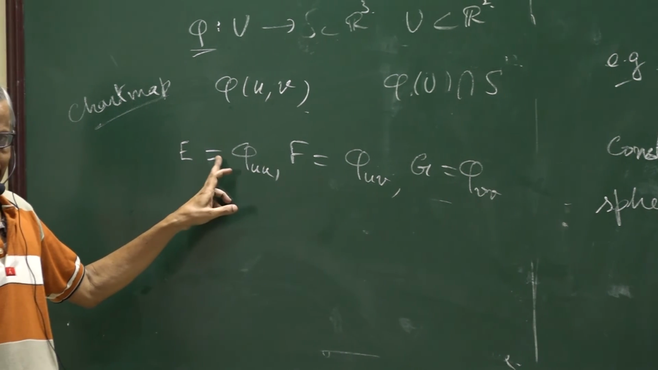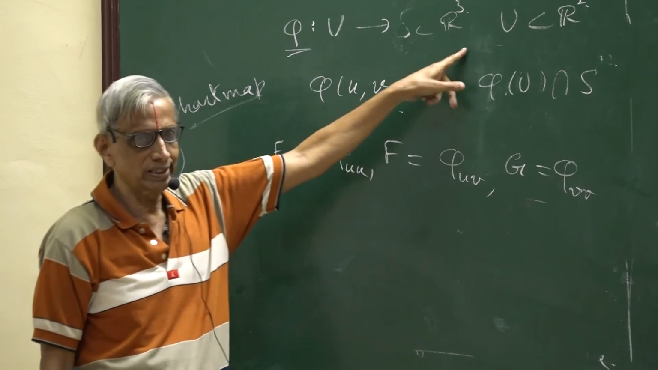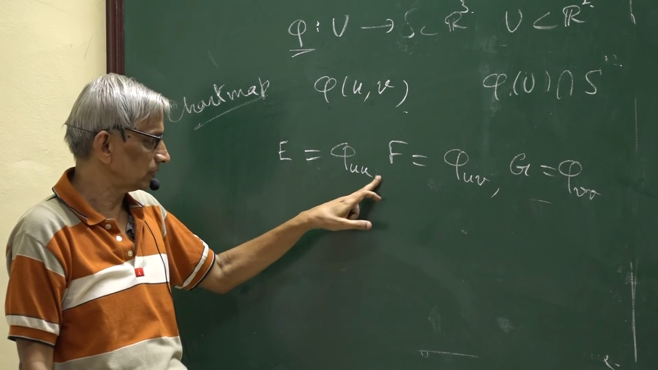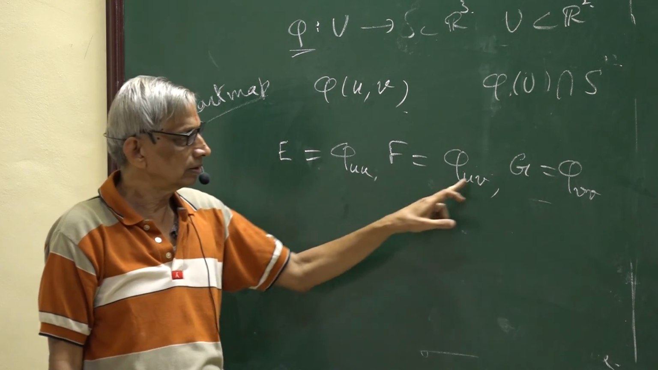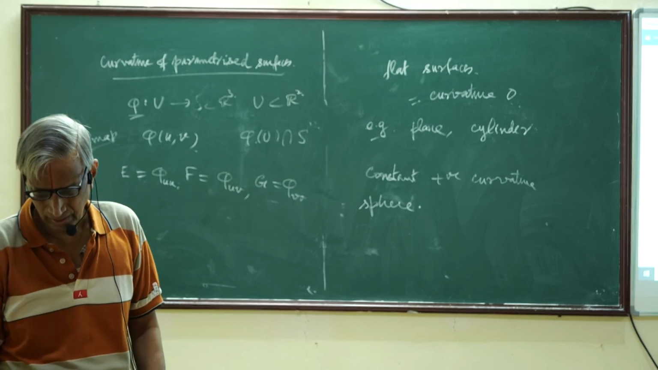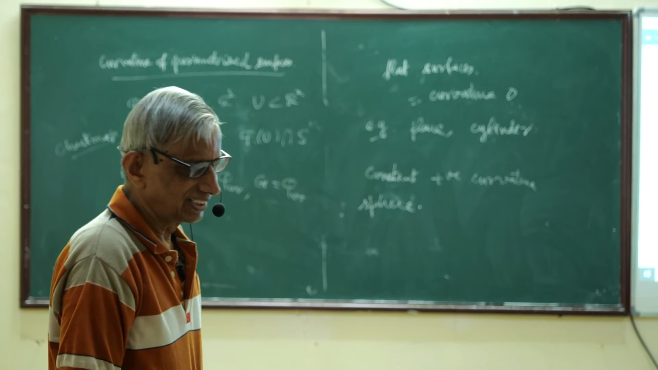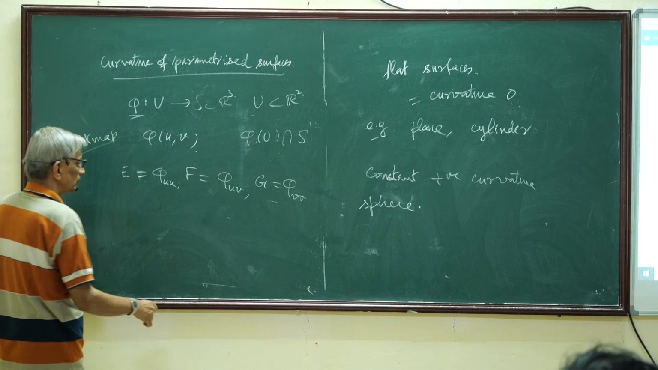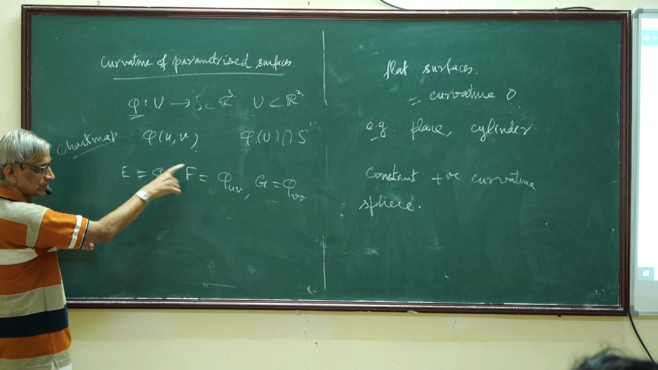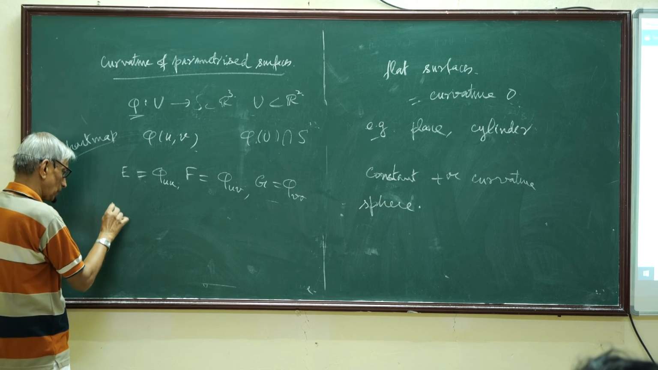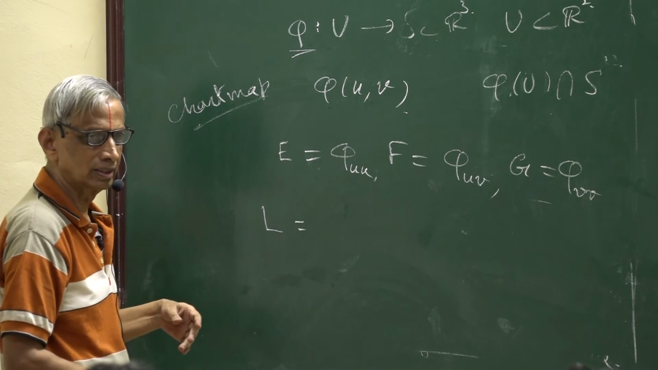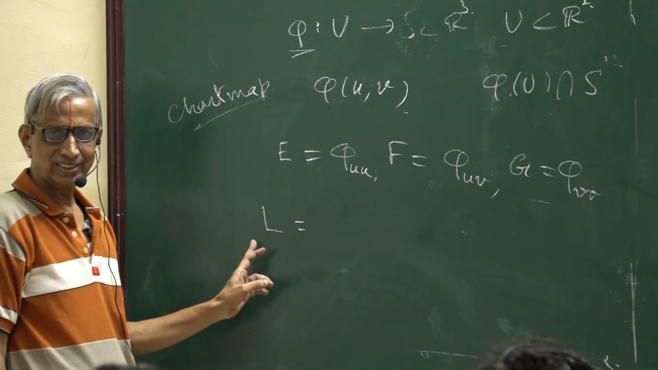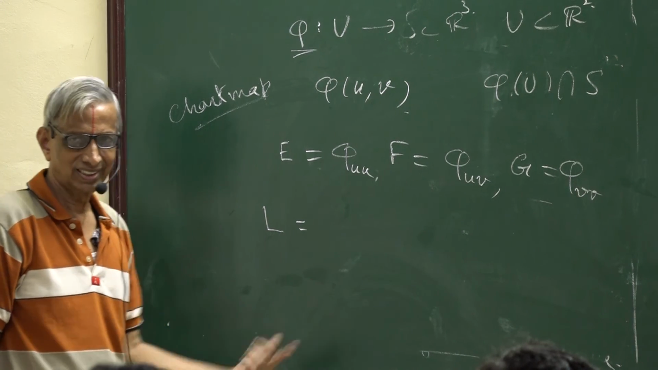Phi uu means what? Del square phi by del u squared. I'm calling the coordinates here u and v in R2. These are the mixed partial derivatives. Second partial derivative. So these are the notations used by Gauss himself, I think. So they continue to be used. And so this involves the first fundamental form. So the other ones, this is universal, but some people use LMN, some people use small e, small f, small g. Doesn't matter.